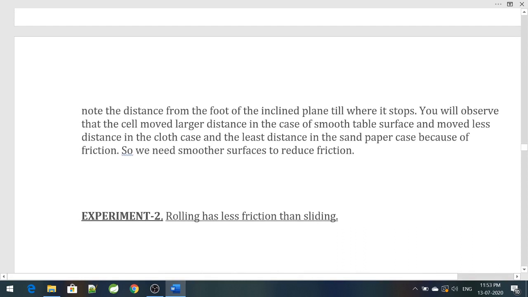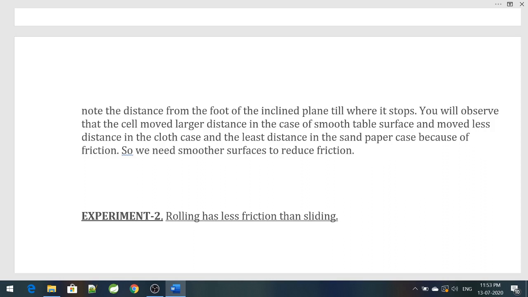How to reduce friction? By conducting an experiment. What will he do? He will just roll this dry cell. First he will incline the plane, first with the smooth surface, then he will change to a cloth, then to the sandpaper. He will note down the distance, and the least distance traveled by the cell is when the sandpaper is used.